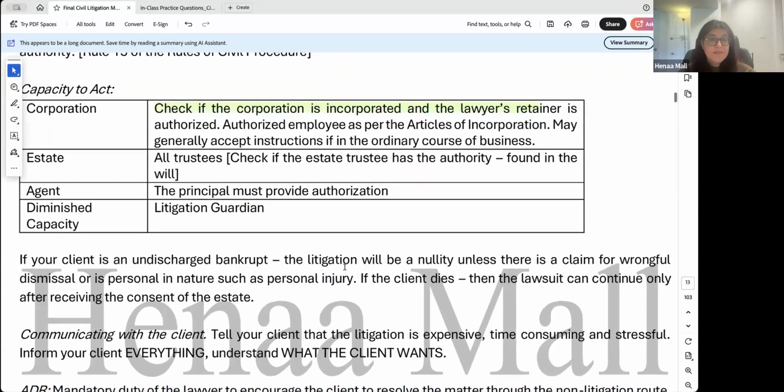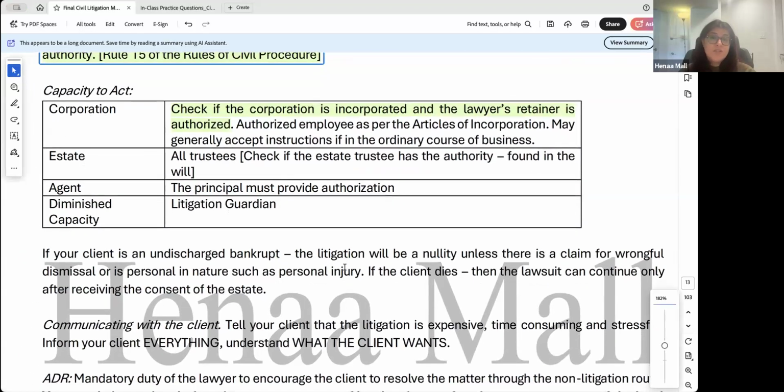If it is an estate, check if the estate trustee has the authority. You can find this in the will. You can ask for a certificate of appointment of estate trustee with a will. Check with all the estate trustees.